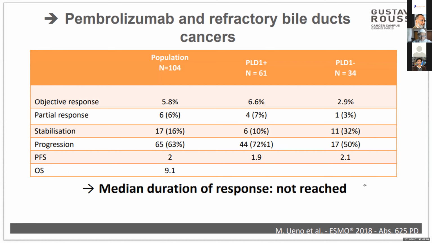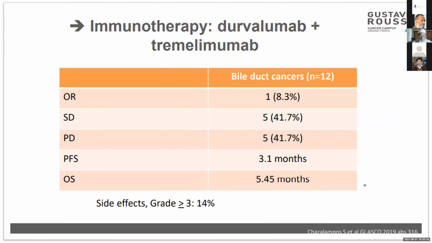This is also an ongoing study, and the objective response in the overall population was 5.8%. In the PD-L1 positive group it was more, 6.6%, while in the PD-L1 negative group it was less, 2.9%. There is a partial response of 6% in the overall population with respect to PD-L1 status, and the PD-L1 positive patients have 4%. The overall survival data and median duration of response have not been reached yet.